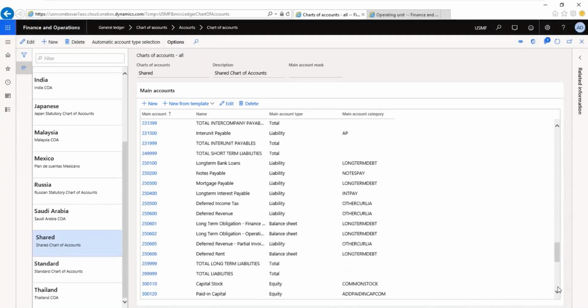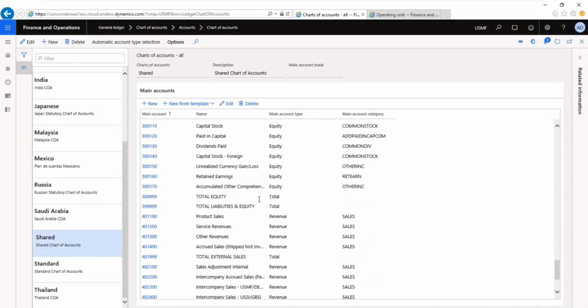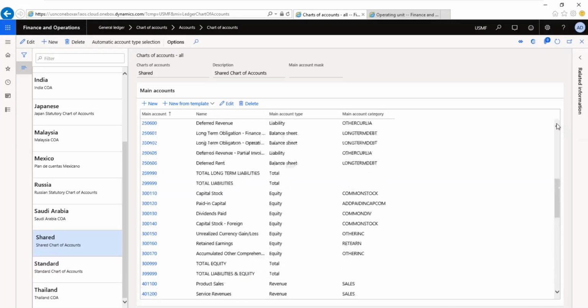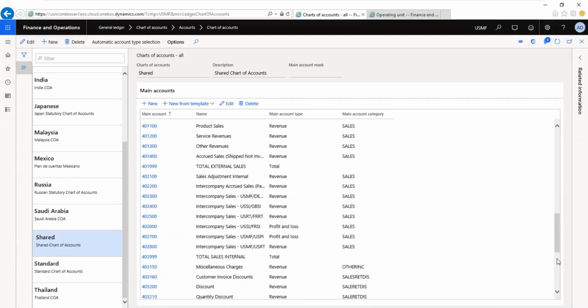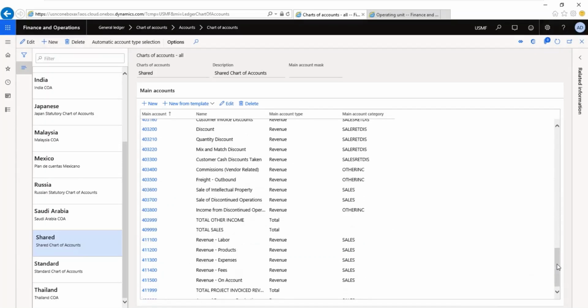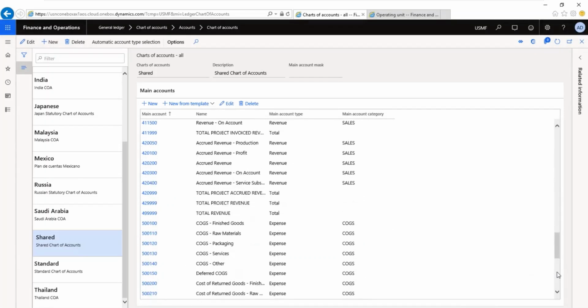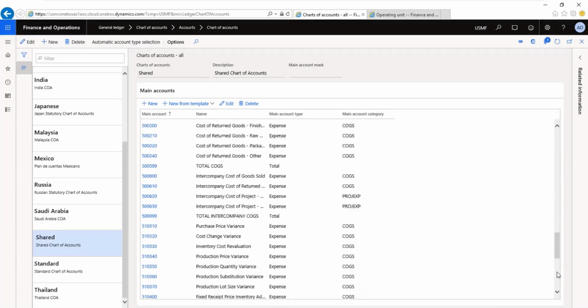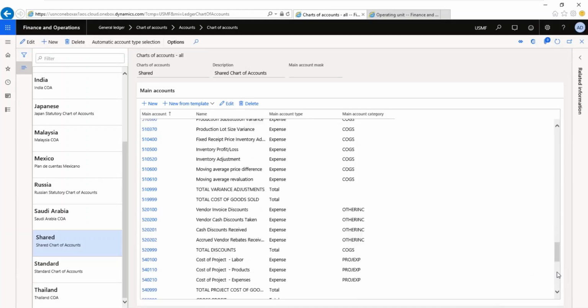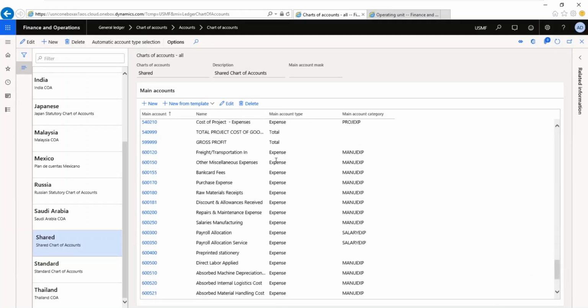Look at this one, 3 series equities. Of course, 3 series is very few, but equities means investors, whoever has invested money. And 4 series is sales revenue: whatever revenue you are getting through sales is 4 series. And 5 series is cost of goods and expenses, cost of goods or purchase expenses.